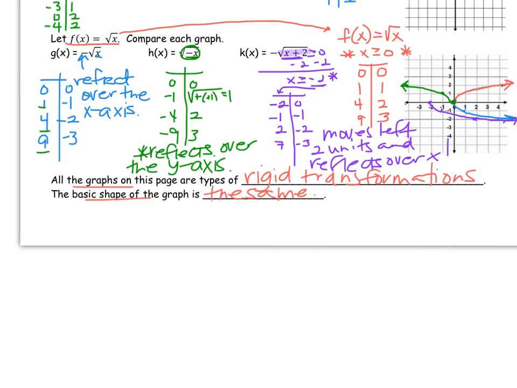All the graphs on this page are examples of rigid transformations. That means the basic shape of the graph stays the same. It may move up and down or left and right. It could even reflect over the x or y axis, but we have not changed the actual shape of the graph. When we look at non-rigid transformations, we'll look at stretching and compressing, which will slightly distort or change the shape of the parent function.